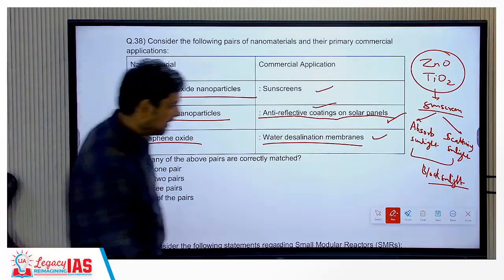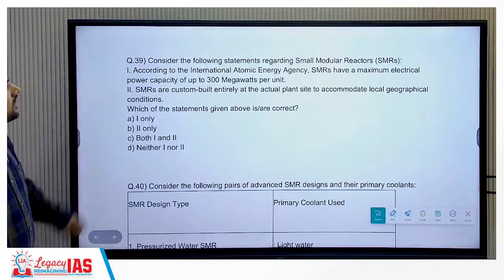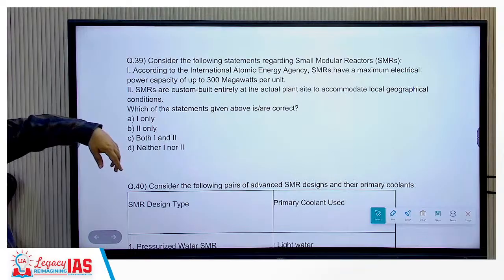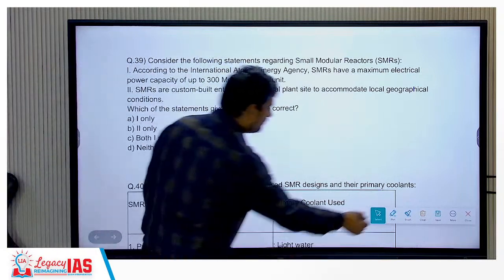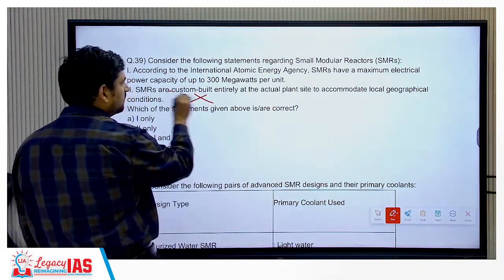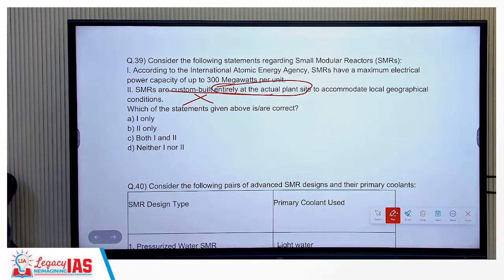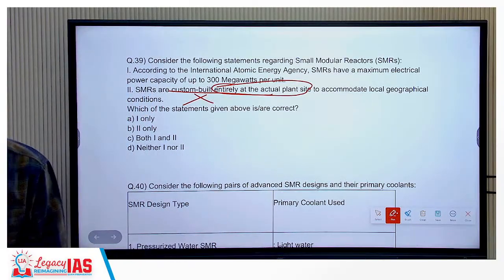All 3. Then, okay, SMR. This is 300 megawatts per unit. Fine. Then SMRs are custom built entirely at the actual plant site. Who will make it? Huh? Soldiers will make it. The general will say that soldiers take out the uranium. Huh? Can this work? Of course, this is done by scientists.